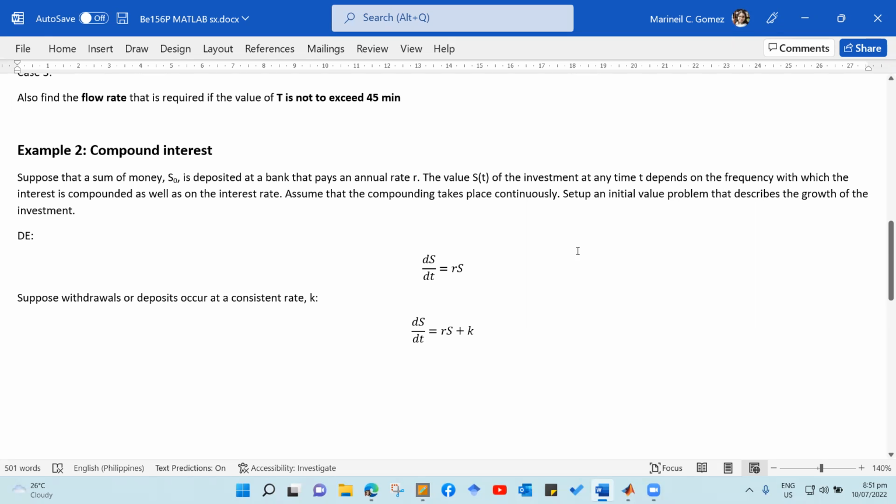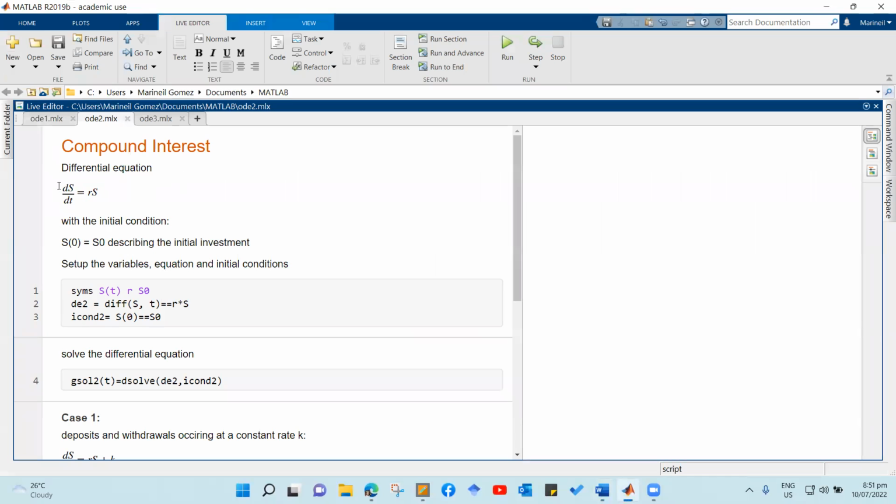So here is our investment. Basically, it's the value multiplied by the annual rate R. This is the classic compound interest problem, so let's try to use MATLAB with that one. This is our differential equation: dS/dt is equal to R times S, with the initial condition of S sub 0, where S sub 0 is the initial investment.